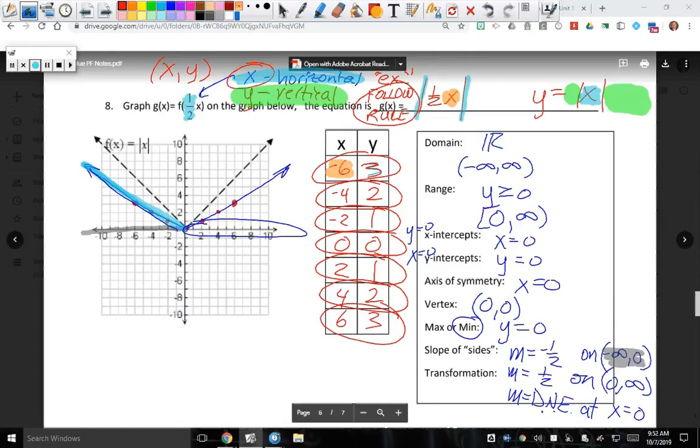Okay, so let's go ahead and put that. Horizontal stretch by the reciprocal of 1/2, which is by a factor of 2. Any questions before I stop the video?